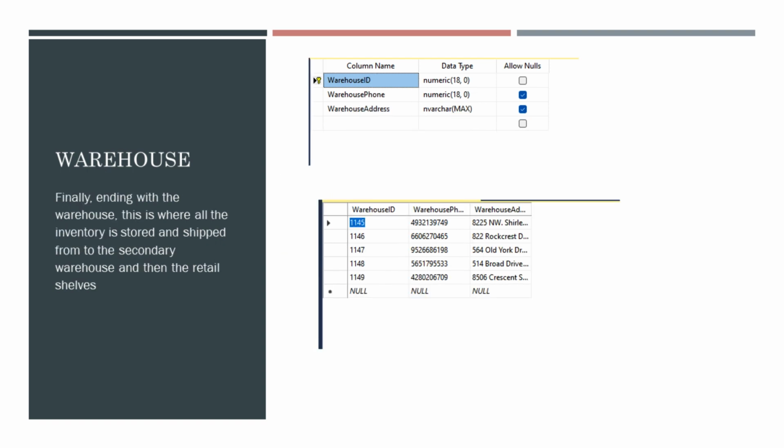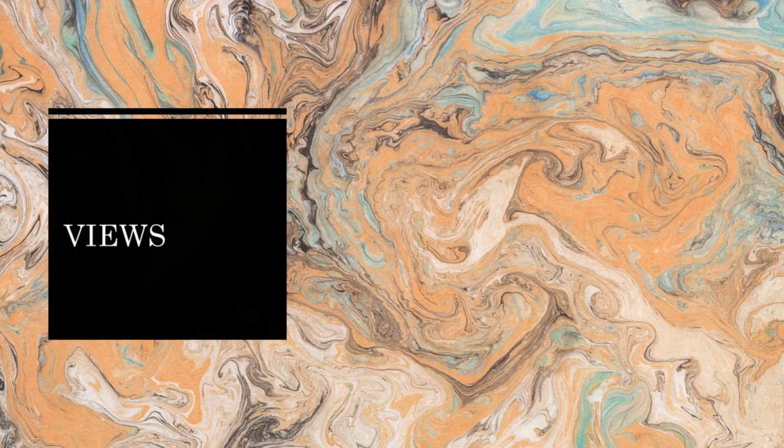Finally, ending with the warehouse table. This is where all the inventory is stored and shipped from to the secondary warehouse we discussed earlier, being the game warehouse. And then from the game warehouse, it goes to the retail shelves. This is sort of just the management table of all the inventory combined of the warehouses, so they know where to get it from and where to send it to.